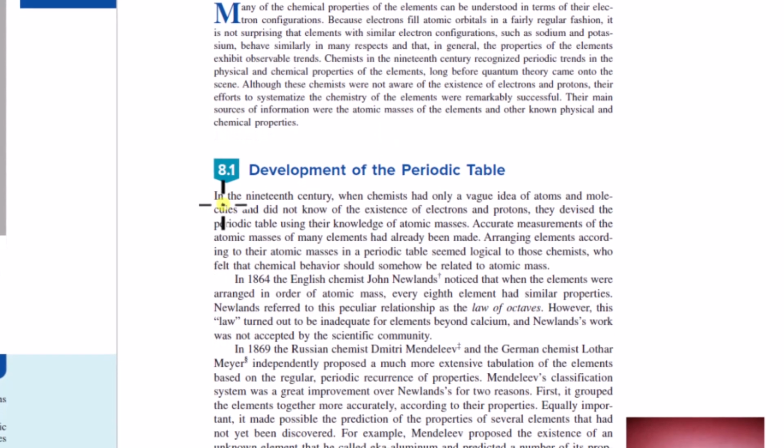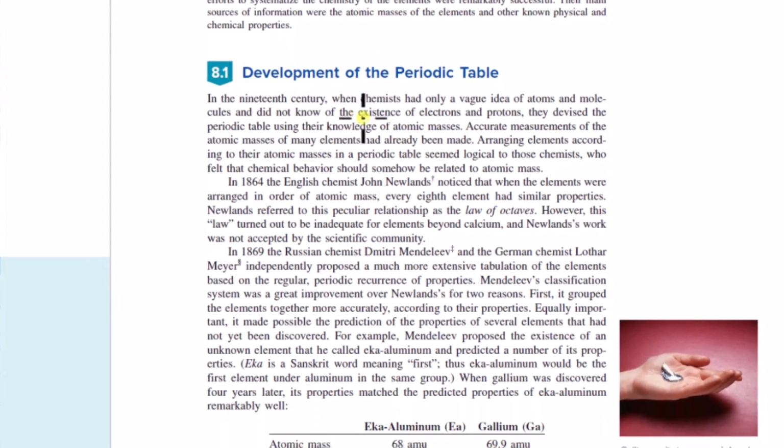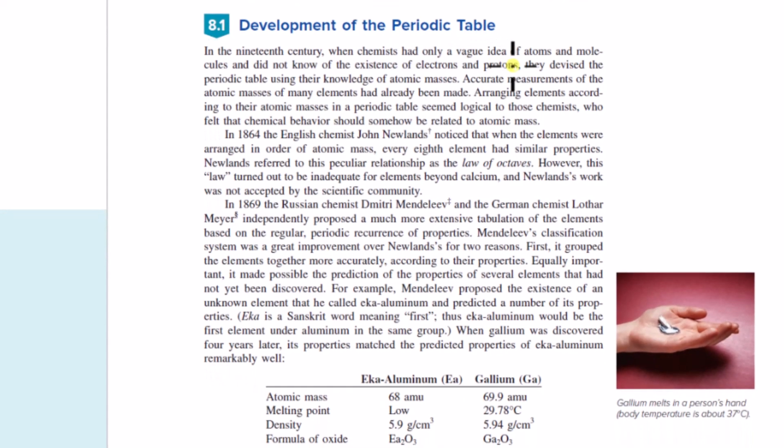Okay, so it says, in the 19th century, when chemists had only a vague idea of atoms and molecules and did not know of the existence of electrons and protons, they devised the periodic table using their knowledge of atomic masses. Accurate measurements of the atomic masses of many elements had already been made. Arranging elements according to their atomic masses in a periodic table seemed logical to those chemists who felt that chemical behavior should somehow be related to atomic mass.